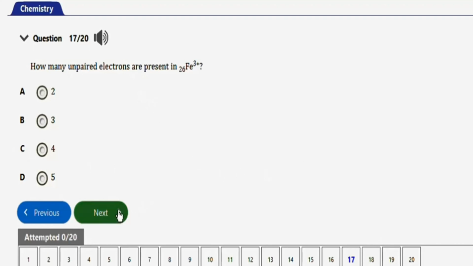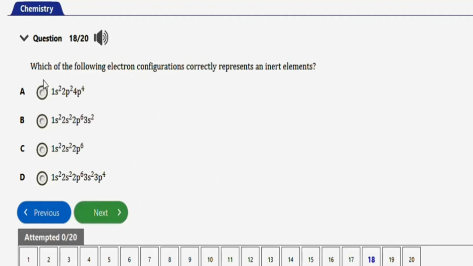Next question with this one. It says which of the following electron configurations correctly represents an inert element? Alright, so it will be option C, 2, 8, 10, which is neon.